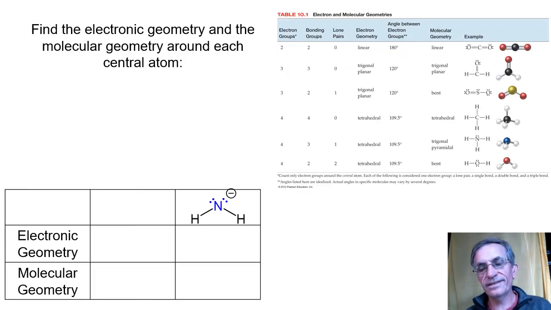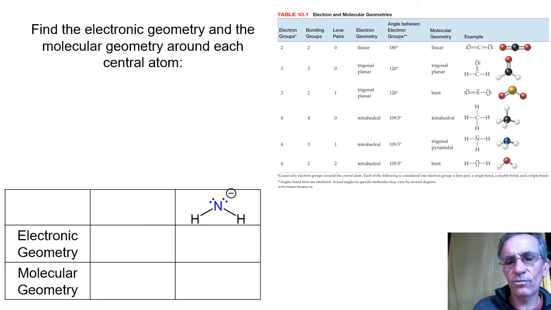Let's do a few examples of determining shape. First thing you're going to have to do to determine the shape is draw out the Lewis structure. I'm going to do one that we figured out the Lewis structure of in the last lecture. If you don't have the Lewis structure, you can't do this. So job 1, we're going to draw the Lewis structure.